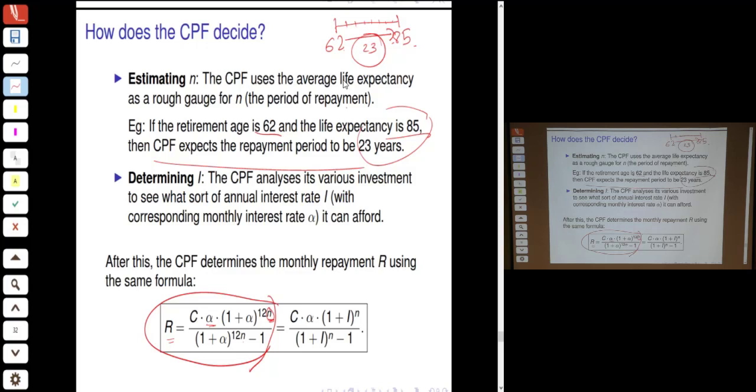Once this is settled, the CPF board also needs to decide an annual interest rate it is going to pay you. So this formula is in terms of the monthly interest rate, but you can also write it in terms of the annual interest rate like this.